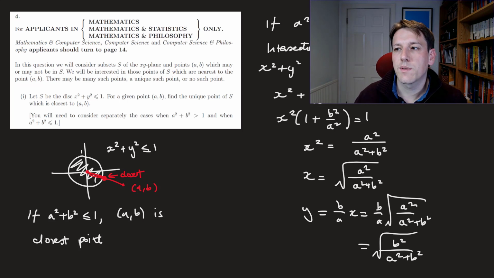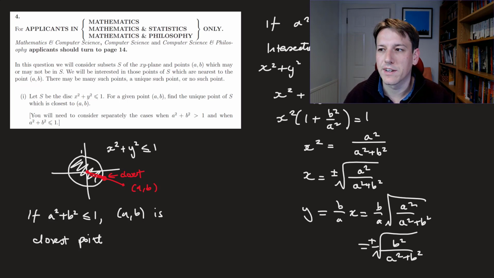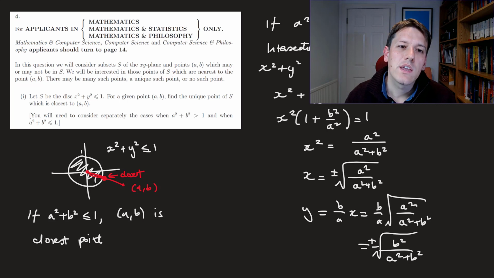Now, the one thing we've got to be careful of here is that I've taken the square roots, and actually, of course, this should be x equals plus or minus, and this should be y equals plus or minus. If you think about it, the closest point here is the one where the x coordinate is going to have the same sign as a, and the y coordinate is going to have the same sign as b.